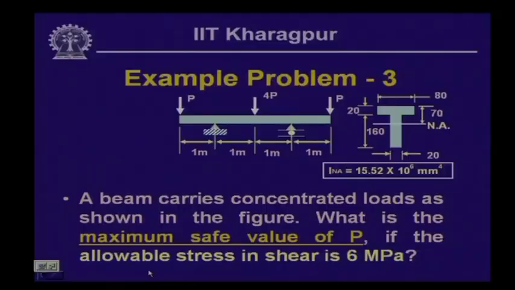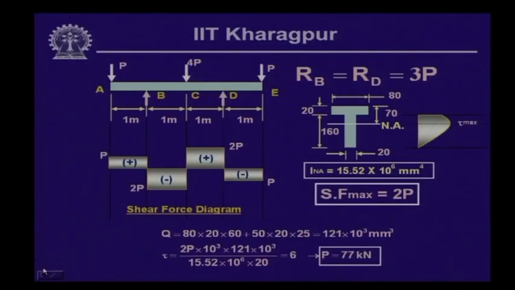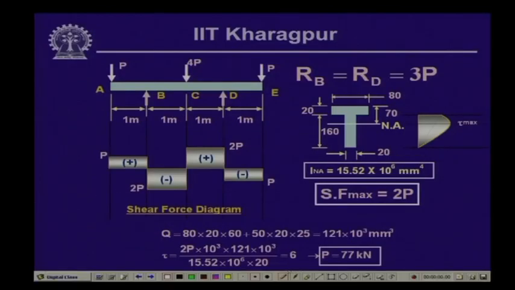Now, to compute that, let us look into the shear force diagram of this particular beam. As usual, we compute the reactive forces R B, R C, and R D as we have discussed earlier, and this is going to be the shear force diagram. As you can see, the maximum value of the shear force is equal to twice P, and the value of the moment of inertia is already given.